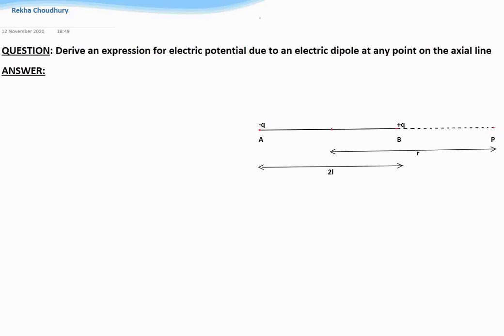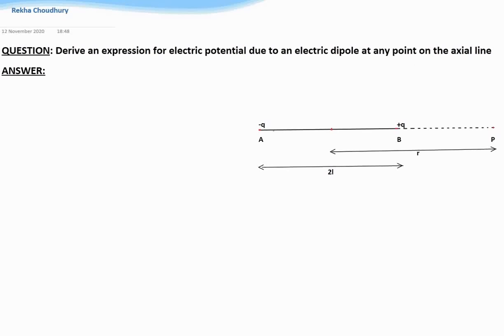In our last video, we derived the expression of electric potential at any point due to an electric dipole. And from that final expression, we derived the electric potential at the axial point of an electric dipole and then electric potential at the equatorial line of the electric dipole. But in this video, we will derive the expression of electric potential due to an electric dipole at any point on the axial line of the dipole.